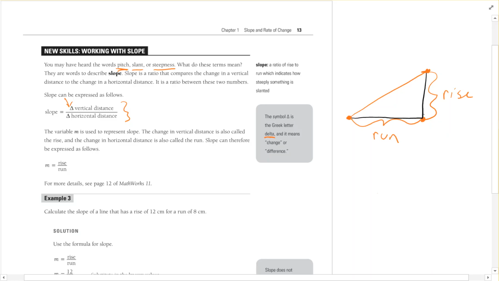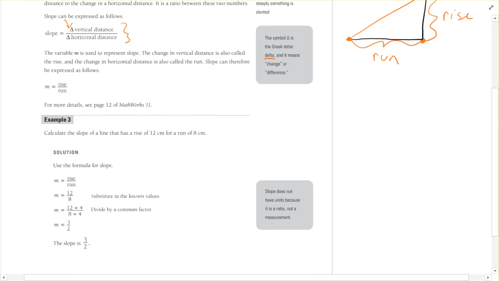So we're going to have really triangles, right? We're going to have a triangle where we have a rise part of it, like how much it goes up and down, and we're going to have a run part of it, how much it goes left and right. So that's kind of the main idea here.